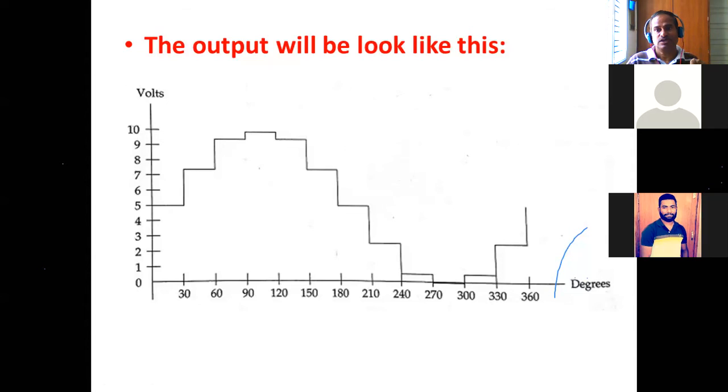If we use 36 readings, the curve is further smoother. If we increase the number of readings, means for lesser degrees, if we use the voltages, then the curve will be smoother. If we use infinite numbers, then we will get an ideal sinusoidal wave. Yes, this is a DAC converter. Okay, next, how to interface a DAC IC to the microcontroller. Any doubt?